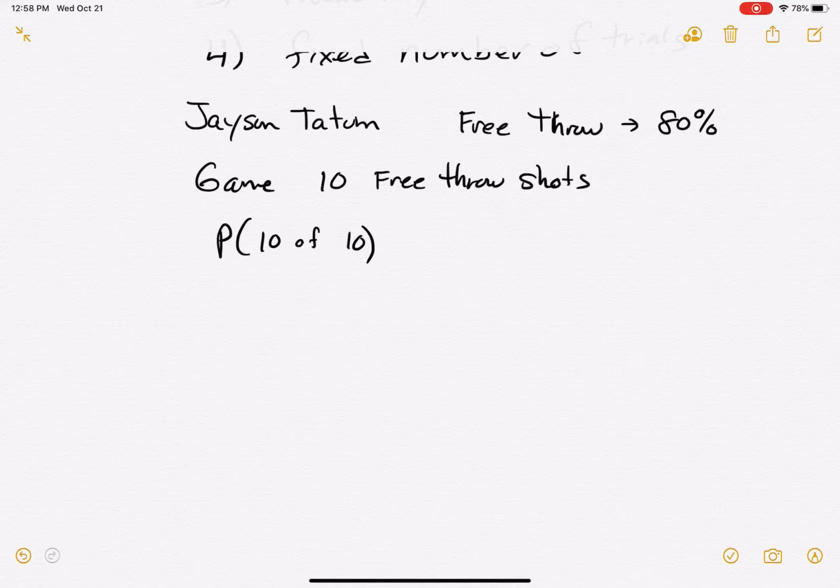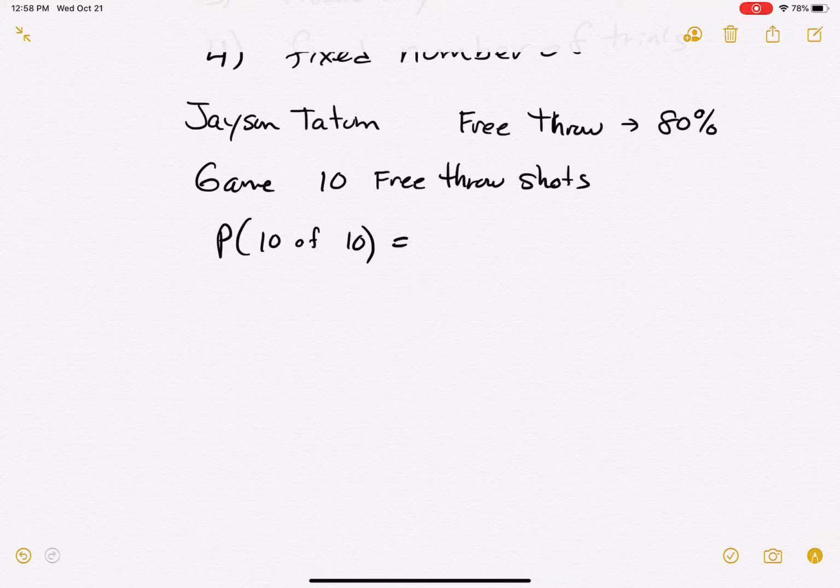Now remember, this is difficult to compute all at once, right? But the probability that he makes one of them is 0.8. And then the second one, what's the probability he's going to make that one? It's going to be 0.8 again. Now technically, that free throw percentage is going to change every single time by a slim margin, because he has more trials and more successes. However, we're going to use the multiplication rule for large calculations, and we're going to treat these trials as independent.